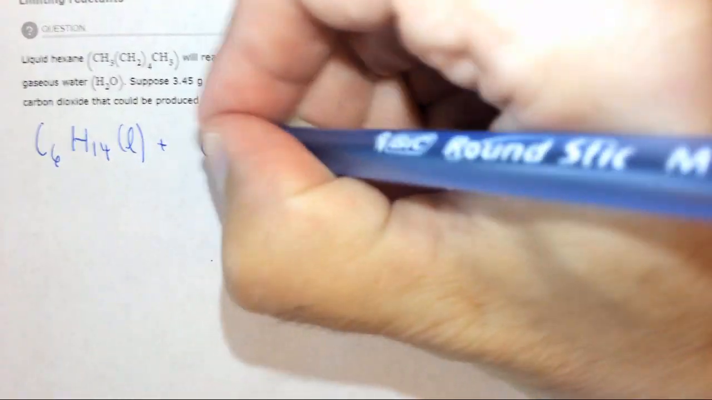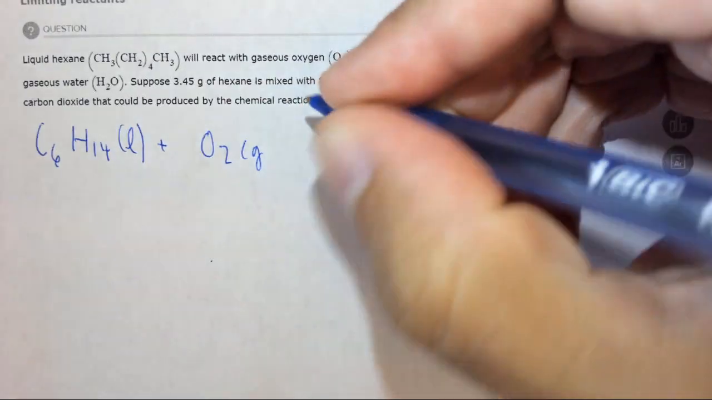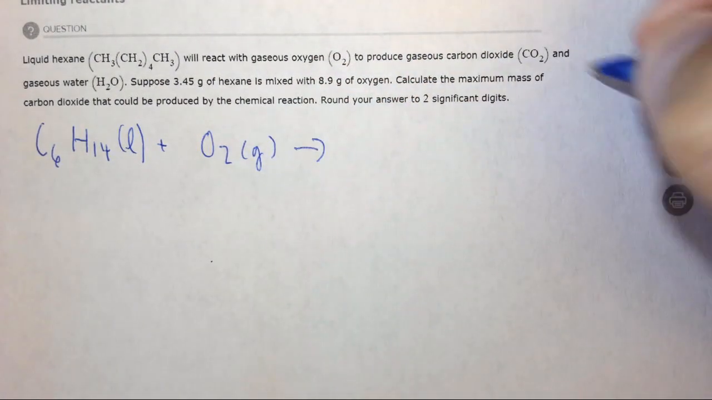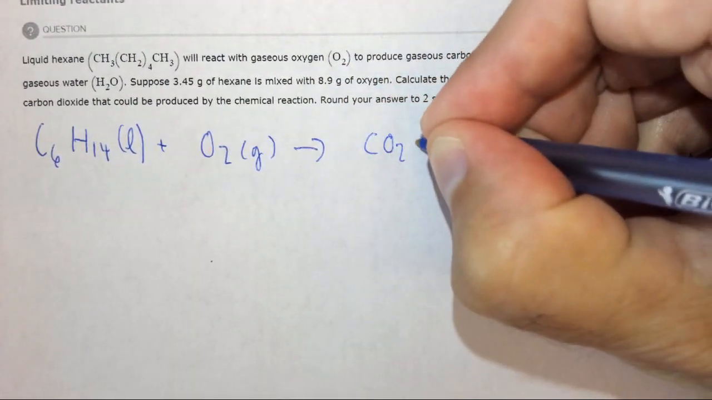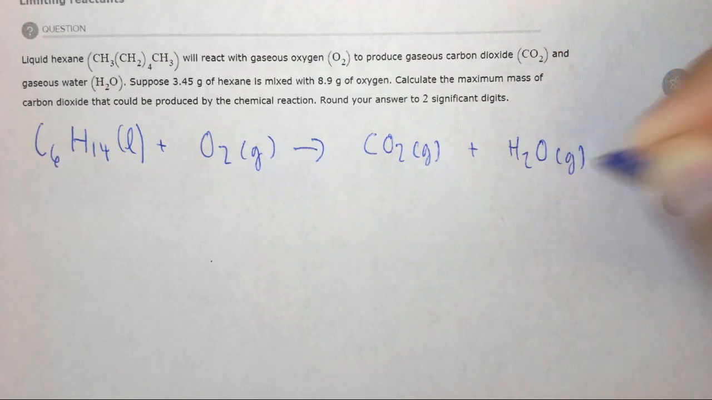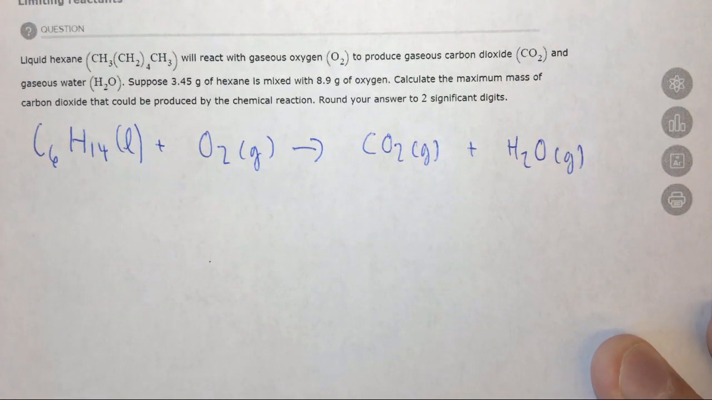And it says that this is a liquid, so we'll put in there liquid, plus oxygen, which is O2. Notice I'm leaving space for balancing, which is a gas. And this is a combustion reaction, but it tells us we'll get carbon dioxide, CO2, gas, plus water, gas. So this is a traditional combustion reaction.